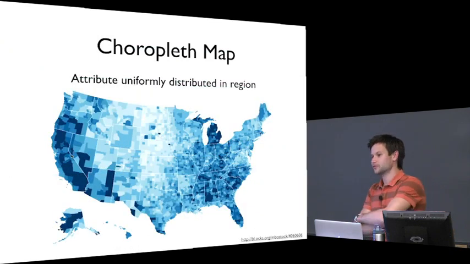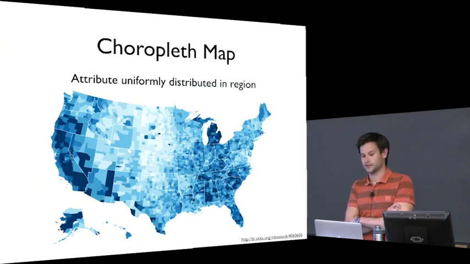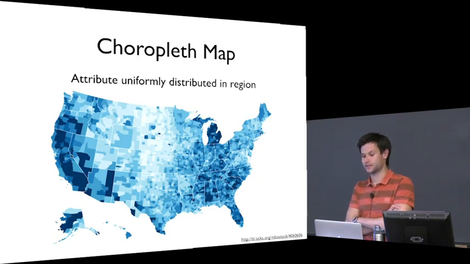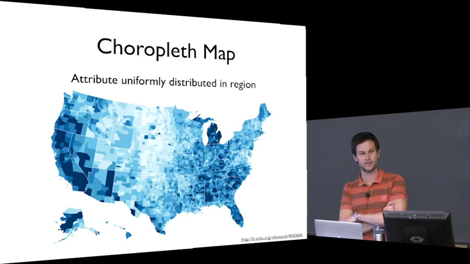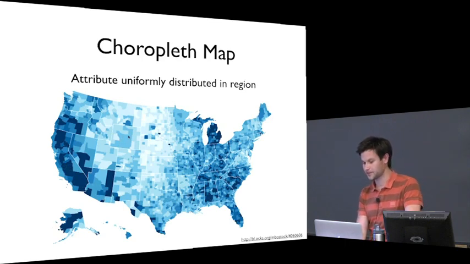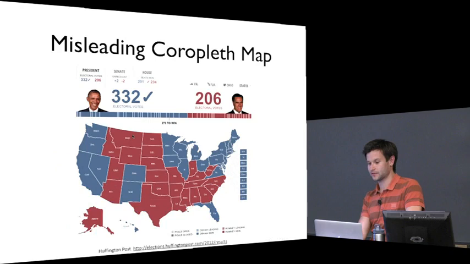Okay, probably the most prominent way to visualize or encode data on a map is the choropleth map. Yeah? It just takes the attribute from your data set and uniformly distributes it in a region. So if we have the different parts here, these are uniformly colored according to the value in your data set. But there is a problem with that too. Choropleth maps can be misleading, yeah?